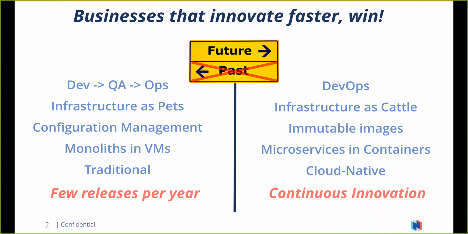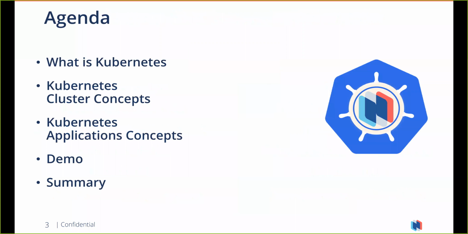The whole goal of this, of course, is that every business today is becoming more and more digital and dependent on software, and businesses are being driven to innovate faster and get into this loop of continuous innovation. So today we're going to focus on Kubernetes, which we believe is a core enabler of this digital transformation.